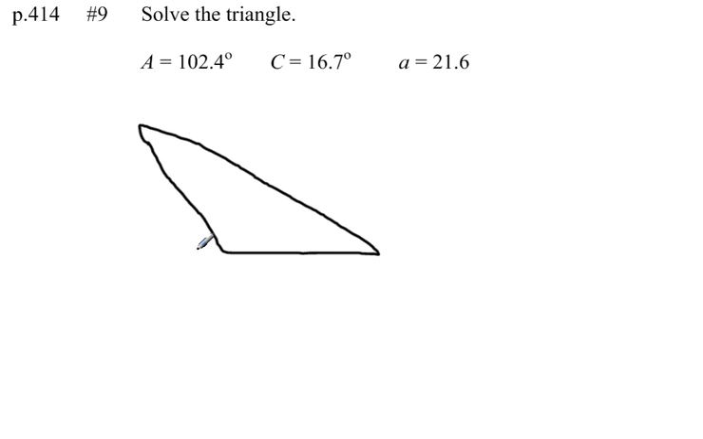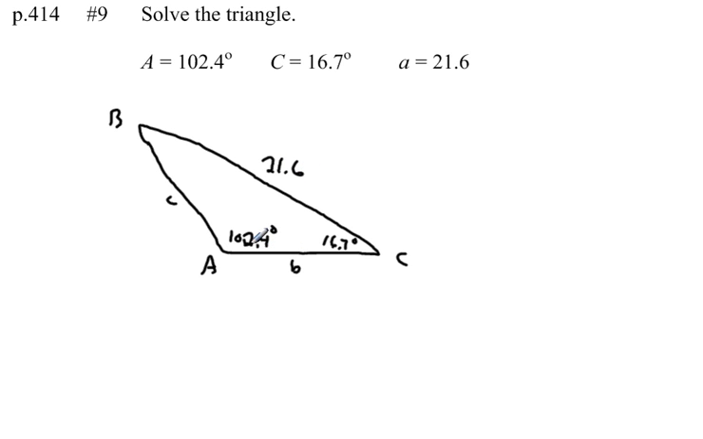triangle. So angle A we know is 102.4 degrees. We'll call this angle C, which is 16.7 degrees, and we'll call this angle B. Now we know that the sides opposite these angles are represented with lowercase letters. So I know side A is 21.6. I don't know side B, I don't know side C.